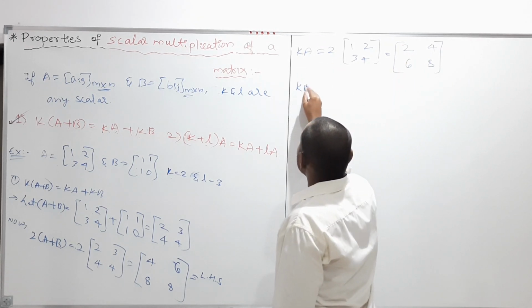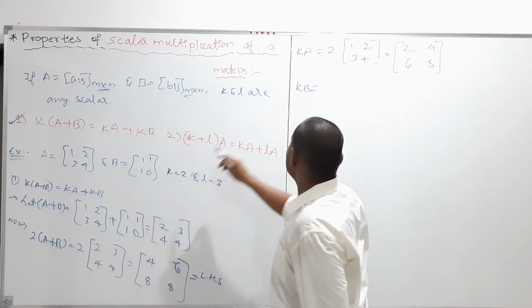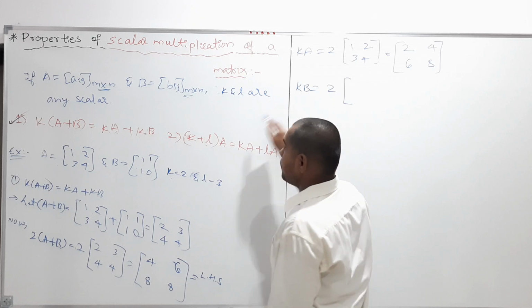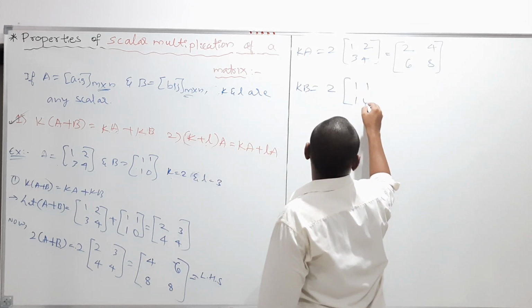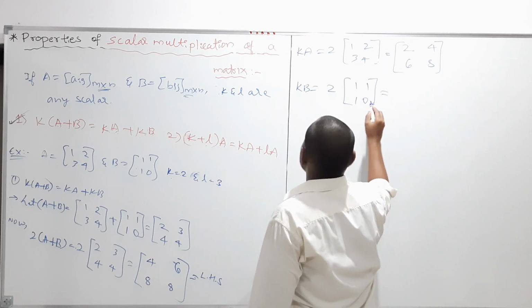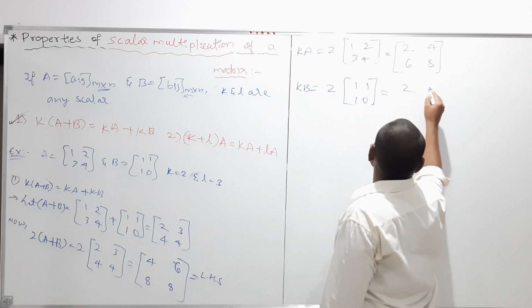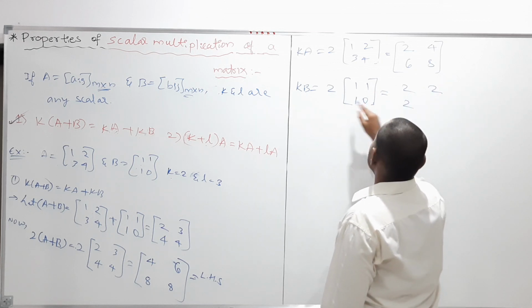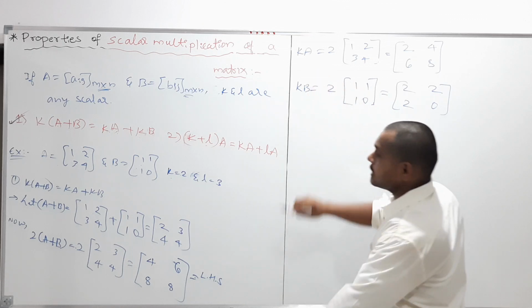Next consider K into B. What is K value? K value is 2. And what is the B value? 1, 1, 1, 0. This is the B value. So now multiply. 2 ones are 2, 2 ones are 2, 2 ones are 2, 2 zeros are 0. So this is K value and this is KB value.